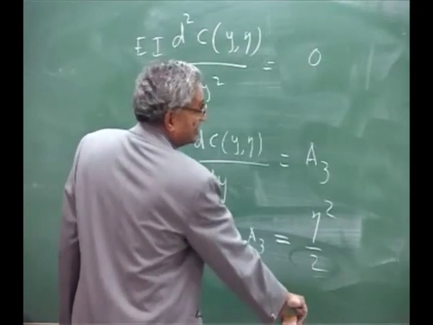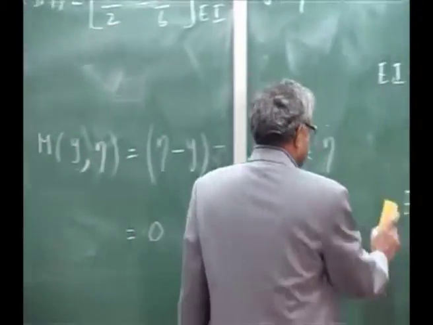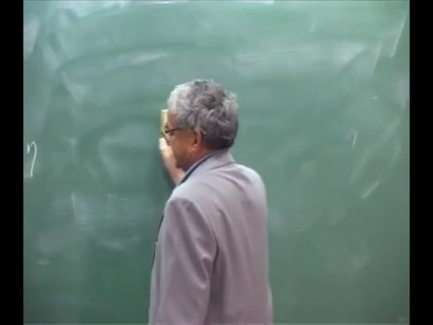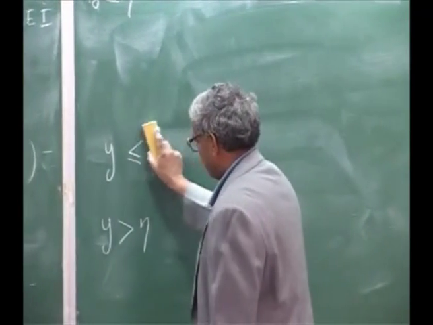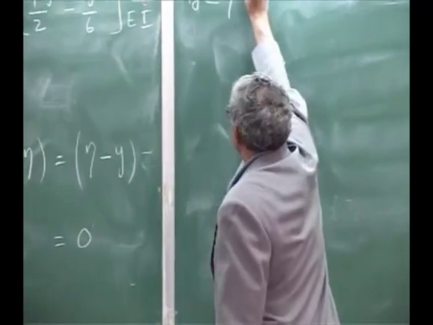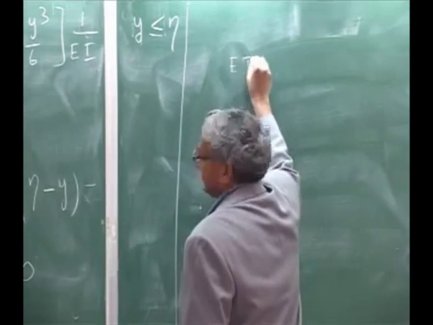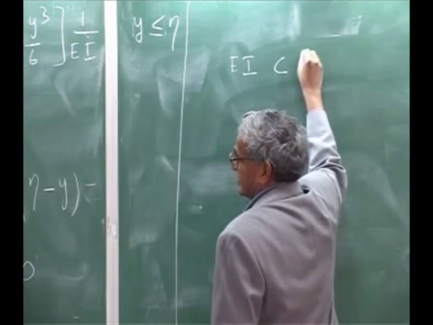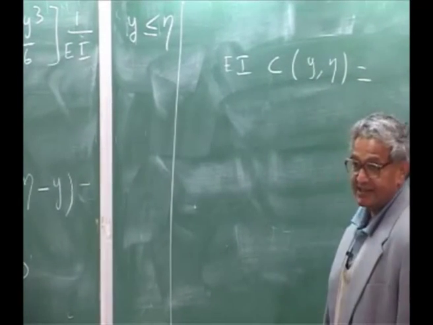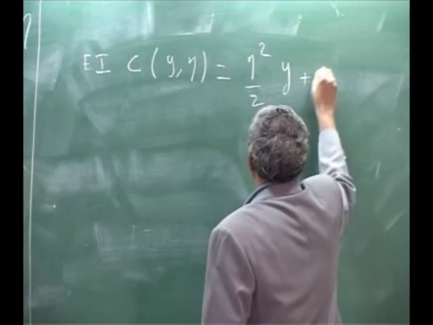Now where do I write? That is a problem because there is very little space here. I erase this part and come here again. I will have EI C y comma eta. It will become, A3 is eta square over 2, so you will have eta square over 2 y plus some A4.